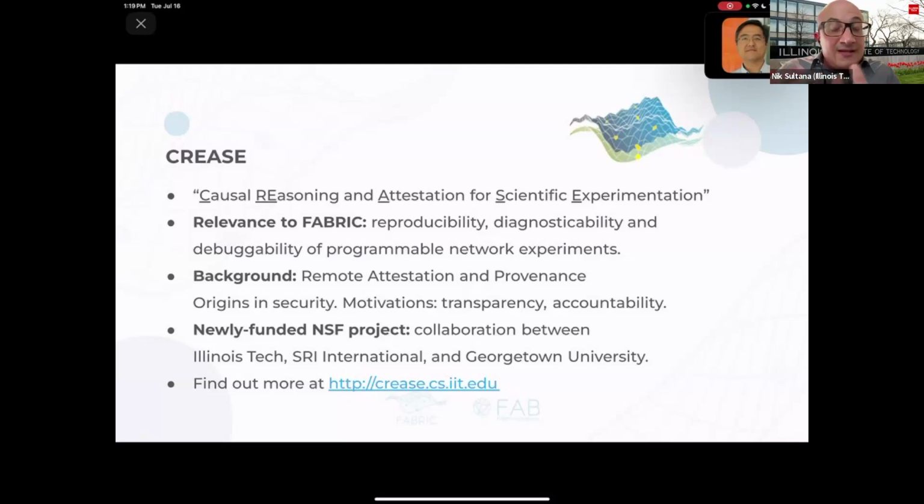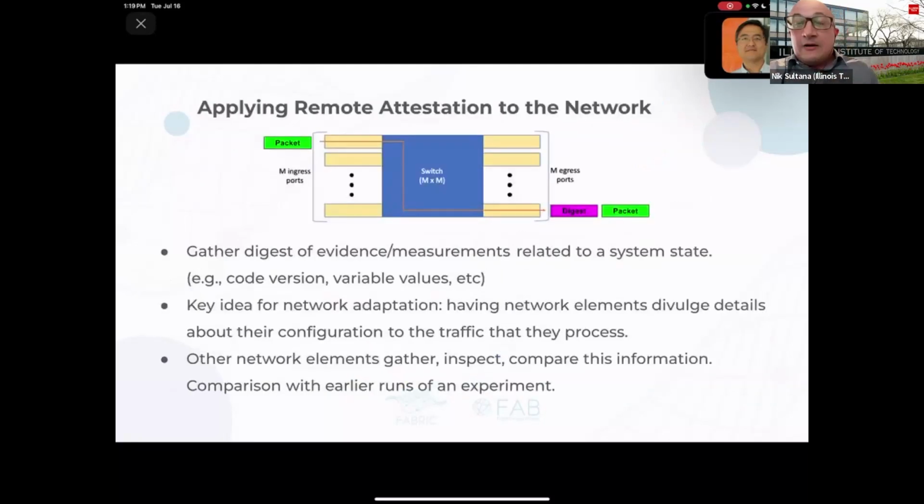The background to Crease is coming from cybersecurity. So we're adapting ideas that are used to detect and mitigate attacks in order to leverage the observability that they rely on for security purposes and direct them at improving debuggability and reproducibility, right? Diagnostic ability, elements that do not have a security character, but rely on observability nonetheless. So this project has very recently been funded as of just 2 weeks ago, and there's a collaboration between Illinois Tech, SRI, and Georgetown. And you can find out more at our website, which I'll expand on at the end of this talk. So how does this work?